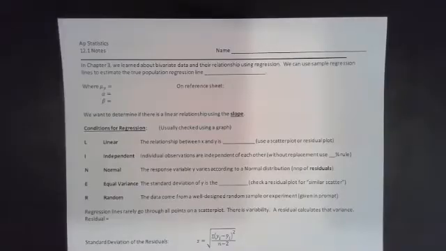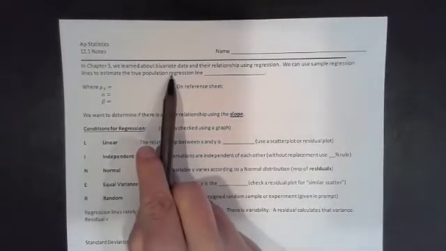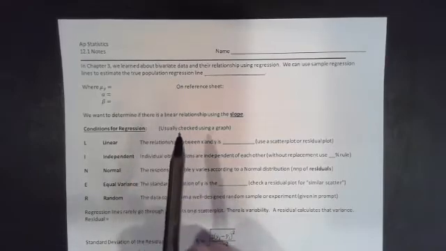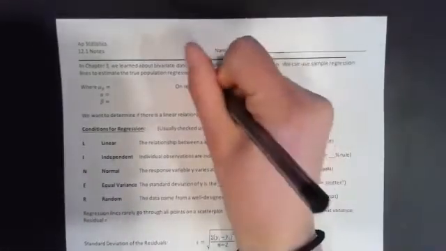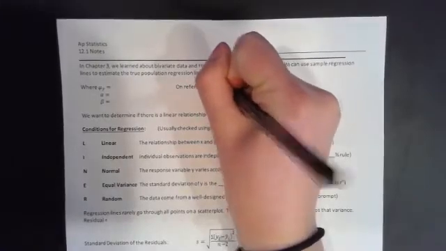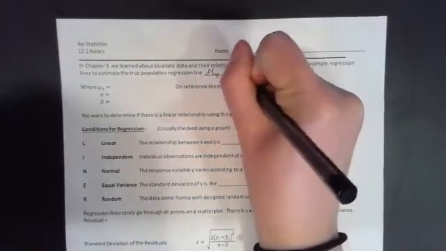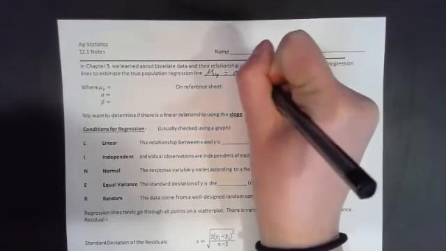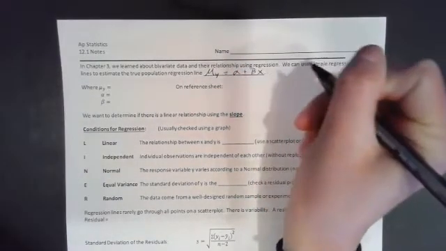All right, we are now going to go into the 12.1 notes. So this gives us a quick overview of what we learned in chapter 3. In chapter 3, we learned about bivariate data and their relationship using regression. We can use sample regression lines to estimate the true population regression line. So the true population regression line is mu sub y equals alpha plus beta x.